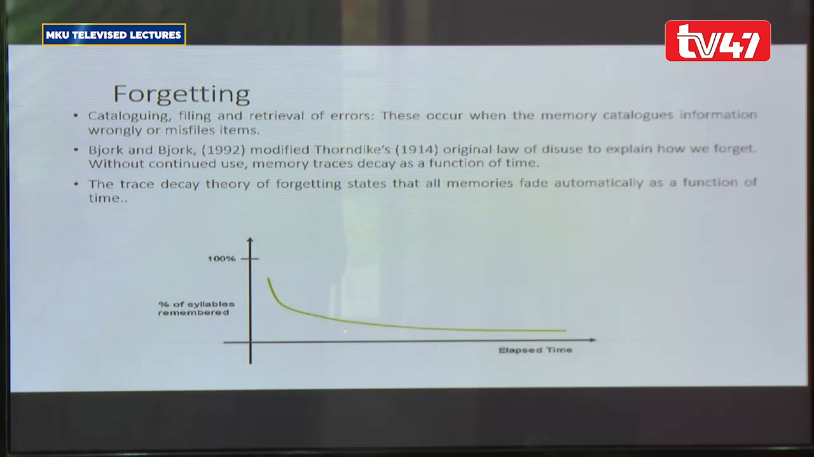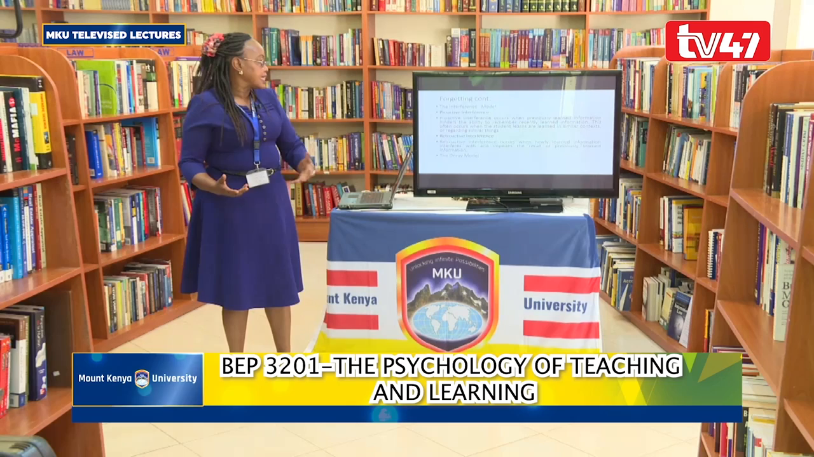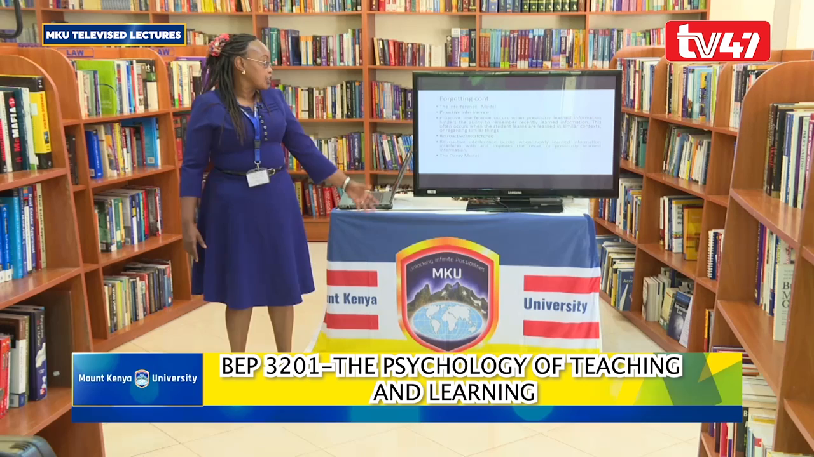Now, another theory that can help us account for this phenomenon of forgetting is what we call the interference model. As the word suggests, when we interfere, it is like the information that we receive is being messed up along the way. And this interference can be explained in two ways. The first one is what we call the proactive interference model.